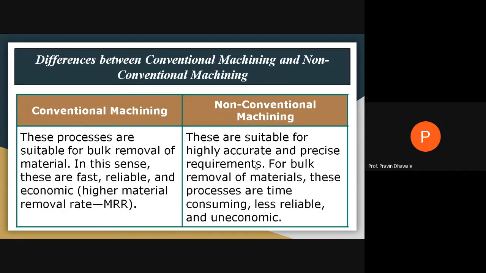Okay, next point. Whatever the material is to be removed from the workpiece in case of a conventional machining process, it will be in the form of chips, no doubt, but it will be in a large quantity. That is the bulk removal of materials.